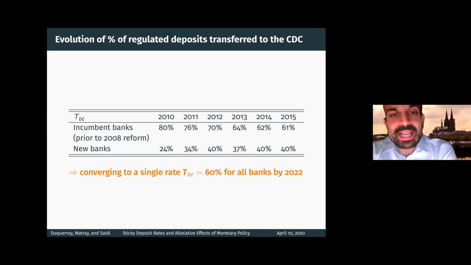Now, these 2 groups of banks vary drastically in terms of these transfer rates. So if you look at the incumbent banks, they transfer 80% in 2010 of the regulated deposits to the Caisse de dépôt et consignation to finance social housing. Whereas the new banks, they come from below. Now, both groups have to converge to a single rate of 60% by 2022. So that's another source of variation that we're exploiting.